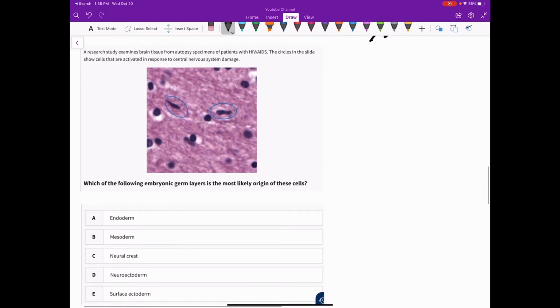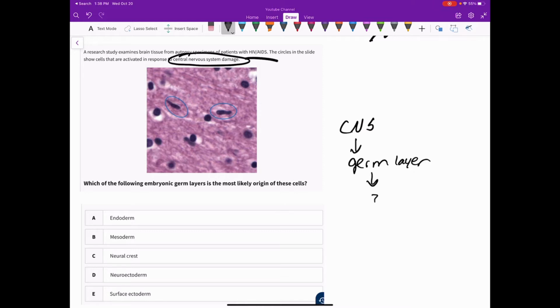Okay. Last question. Now, if you do not know the histology or like how you could see these pictures, you don't need to answer this question. So a research study examines brain tissue from autopsy specimens of patients with HIV and AIDS. The circles in the slide show that the cells are activated in response to the CNS or central nervous system damage. So this is all we need to know. Something with the CNS. Boom. Which of the following embryonic germ layers is the most likely origin of these cells? Okay. So CNS, germ layer, answer. So if we remember, we formed the neural tube, right? Around that was the neural crest. Those are those neural crest cells.